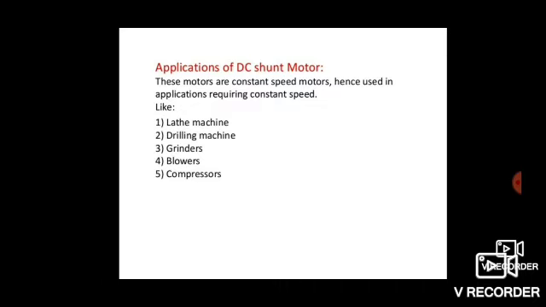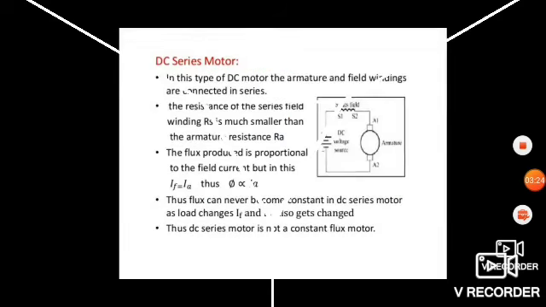These motors are constant speed motors, hence they are used in applications requiring constant speed like lathe machines, drilling machines, grinders, blowers and compressors. DC series motor.